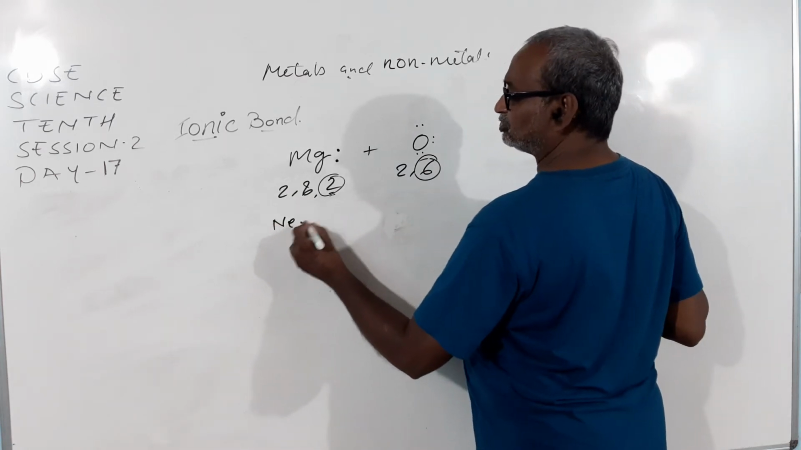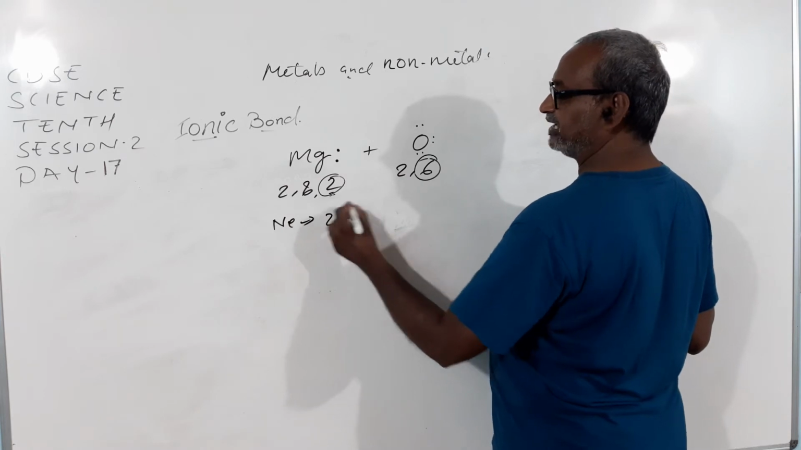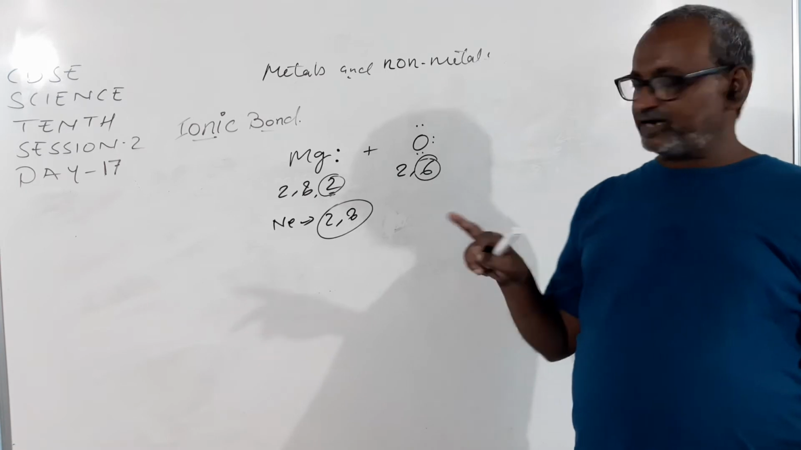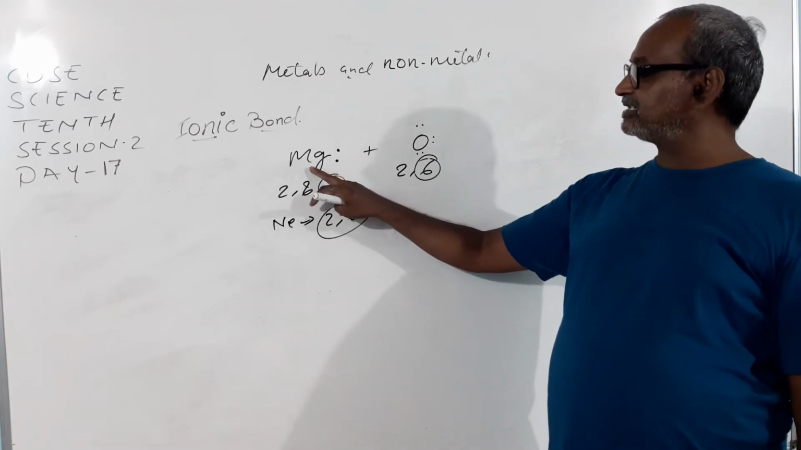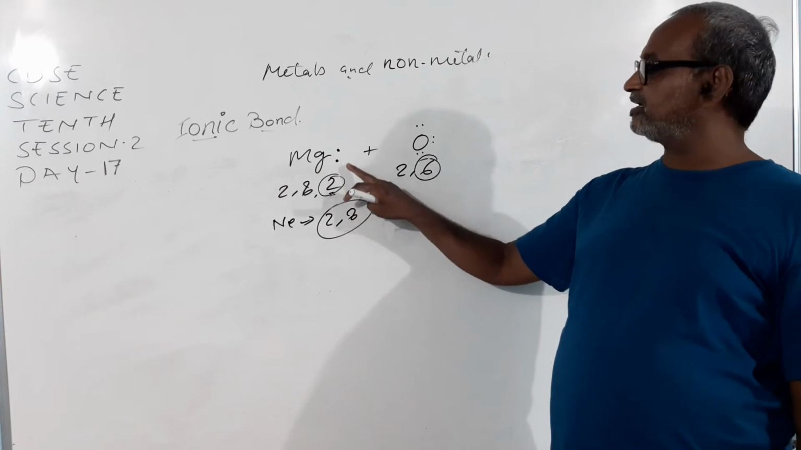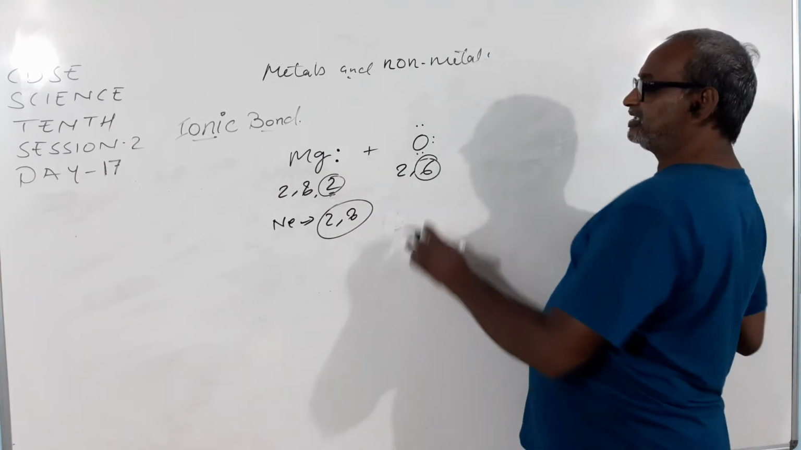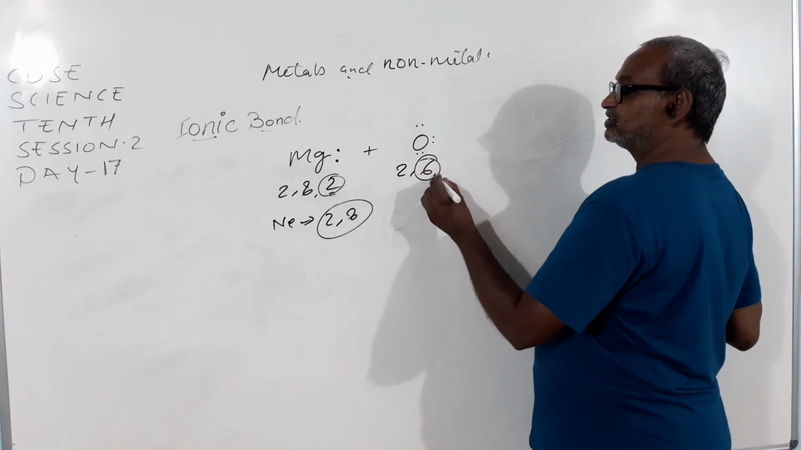Nearest noble gas to these 2 atoms is neon, electronic configuration 2,8. Obviously, in order to acquire the stable configuration of neon, magnesium atom has to transfer its 2 electrons. And oxygen atom requires 2 electrons to complete its octet.